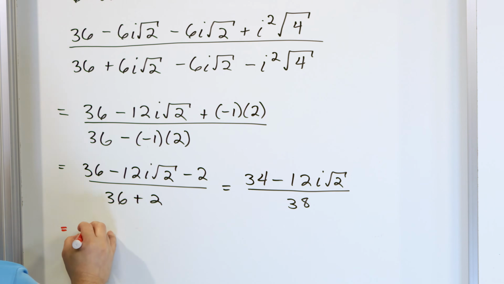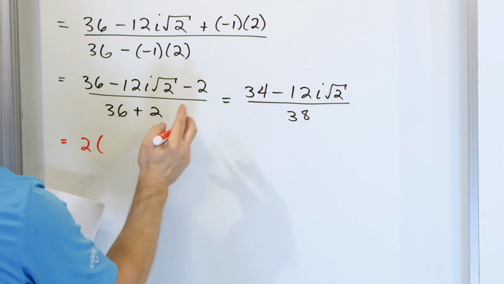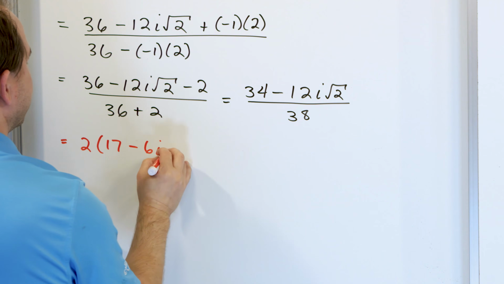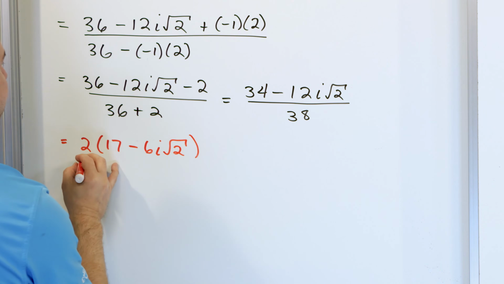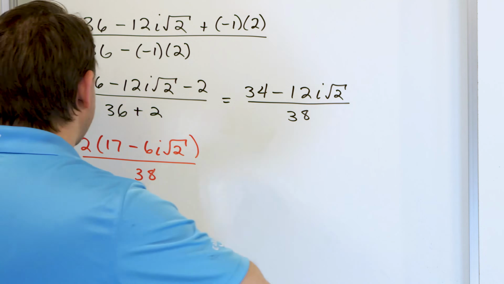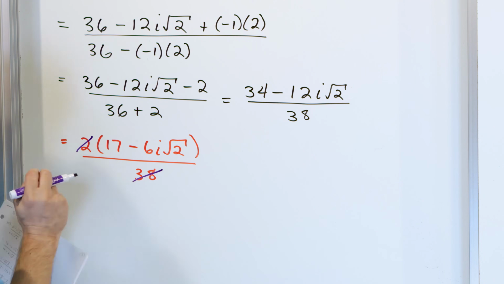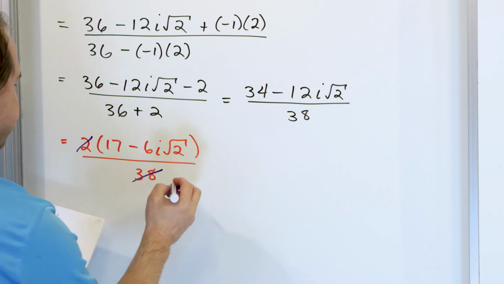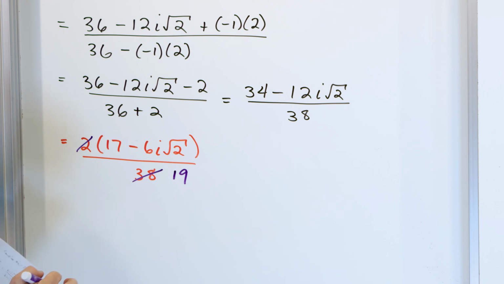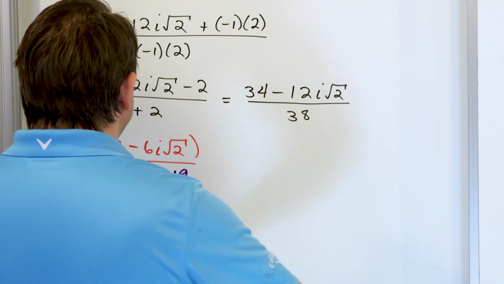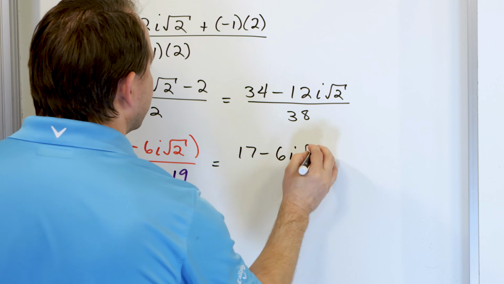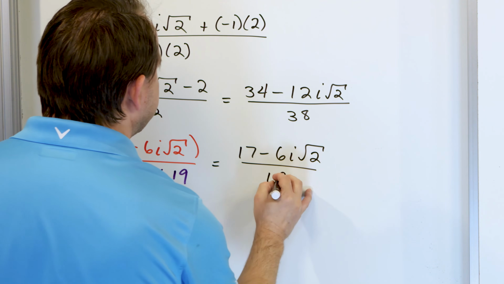So let's factor out a 2 from the top. 2 times 17 is 34, and 2 times 6 is 12, so it would be 6I root 2. And then on the bottom, you're still going to have your 38. But now that we factored out the 2, we can say, okay, 2 divided by 2 is 1, 38 divided by 2 is going to give me 19, because 20 times 2 is 40, so 19 times 2 is going to give me the 38. So after I've done the cancellation, I'm left with 17 minus 6I root 2 over 19.